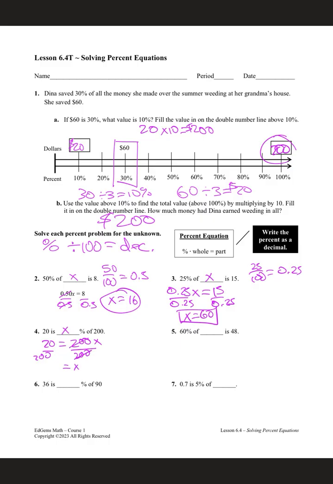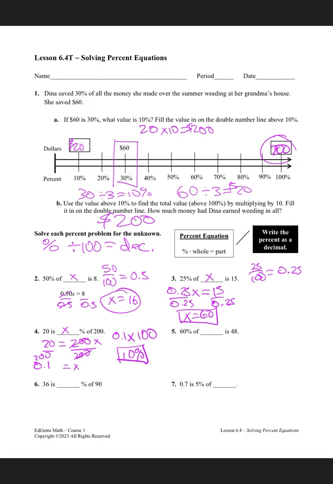Now 20 divided by 200 is 0.1. Now to change that to a percent, we're going to go 0.1. We're going to multiply it by 100 to get our percent. And then when we go 0.1 times 100, we get 10%. And that is our final answer. Okay. So that's how we solve it when we're looking for a percent.